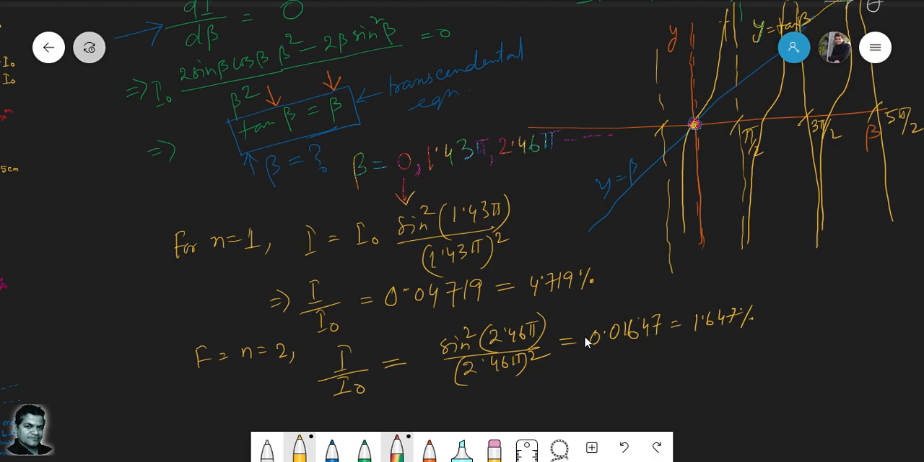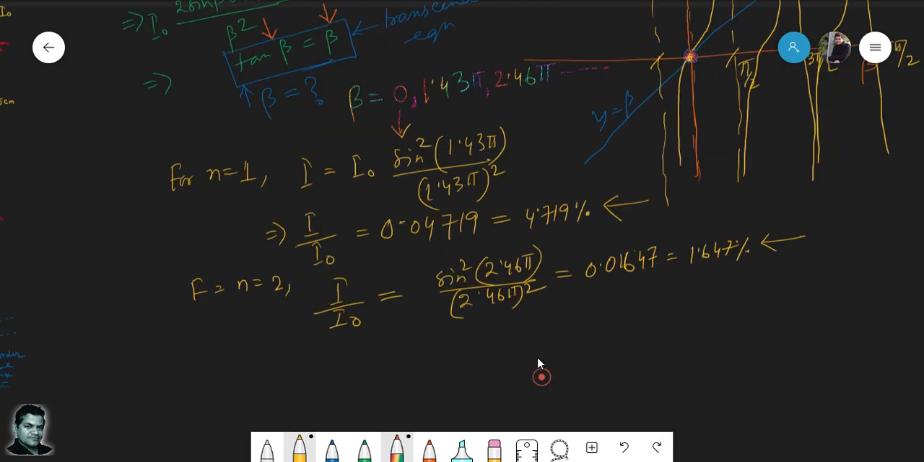1.647%. So that means as you go away from the central maxima, the first secondary maxima with n equal to 1 has an intensity of only very close to 5% of the central maxima. For the next secondary maxima, n equal to 2, the intensity is only 1.64% of the central maxima. So in a single slit diffraction pattern, the intensity decreases very quickly as you go away from the central maxima. So that concludes our first problem.